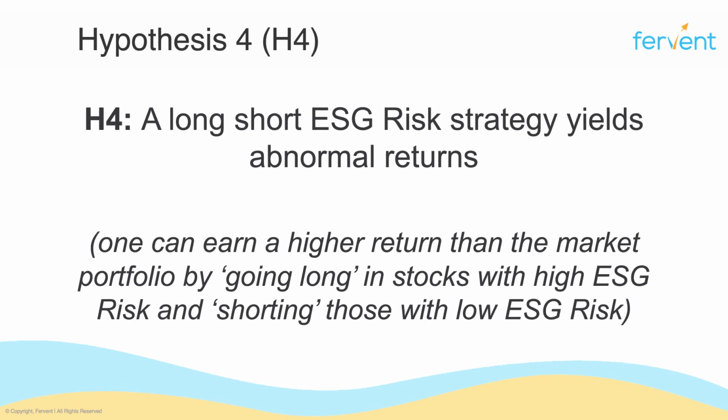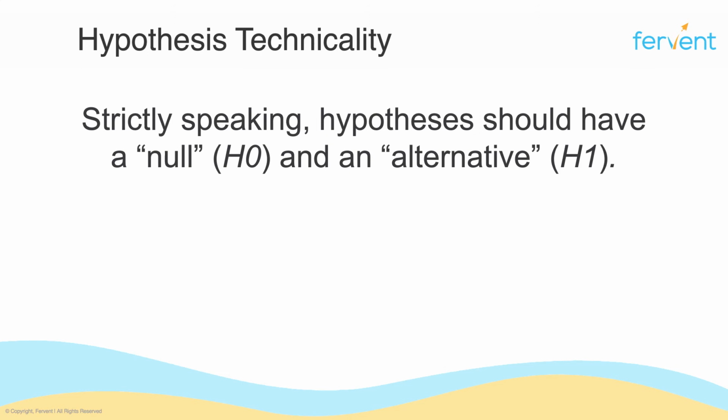Okay, so just bear with me for a bit while I clarify the technical error in the way we've described the hypotheses and why that technical error isn't really that much of a problem. Okay, so we've talked about these hypotheses and creating testable hypotheses. Strictly speaking, hypotheses should have what's called a null and an alternative.